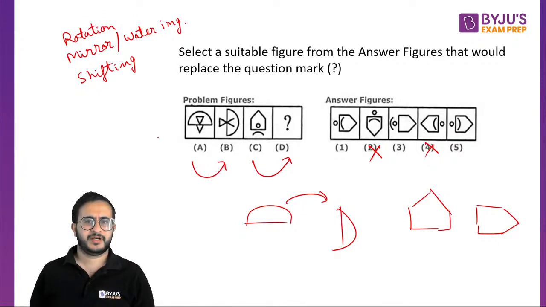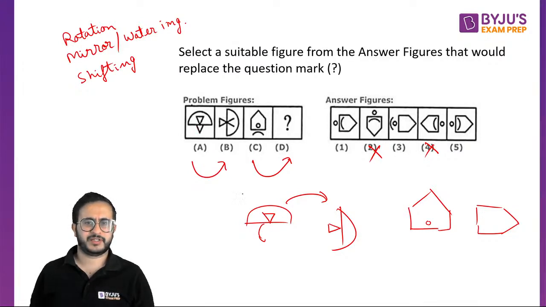Now let us look at another thing. This triangle was inside, and now it has come outside, and it rotated anti-clockwise. The circle, when it rotates, clockwise or anti-clockwise will not make any difference. The circle was inside, so the circle should be outside.